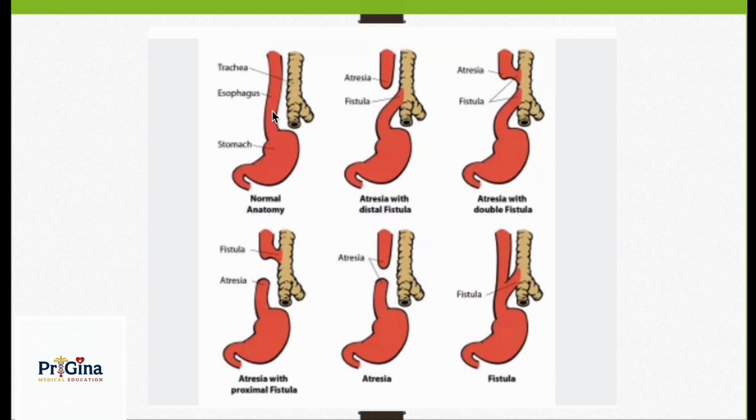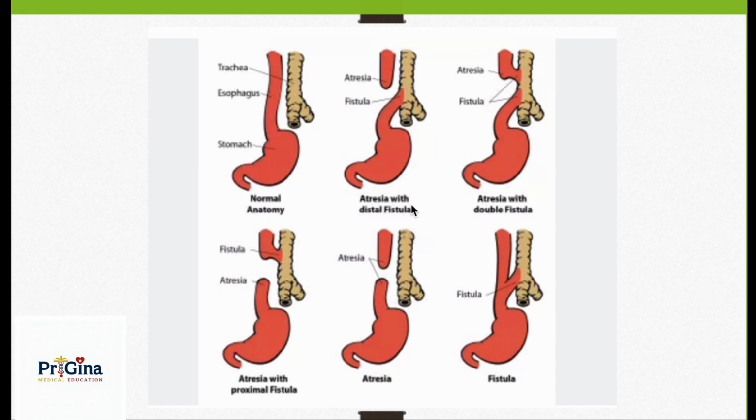So we have our normal esophagus here, long, nice tube, and then we have a trachea over here. But with tracheoesophageal fistula, there is an abnormal connection between the esophagus and then the trachea, as we are seeing here. And mind you, there are different types. So these are a few different types that I have placed here.